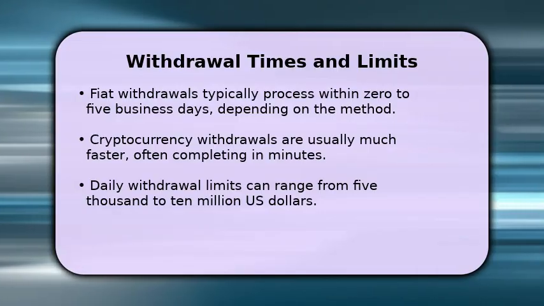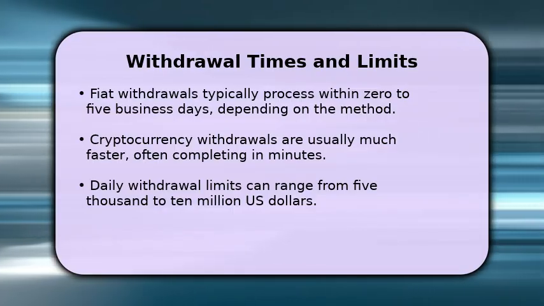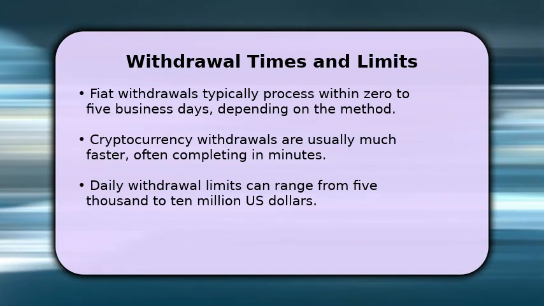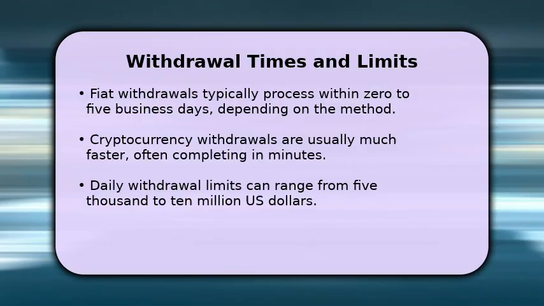Fiat currency withdrawals, like bank transfers, generally take between 0 and 5 business days to process, depending on the specific method chosen. Cryptocurrency withdrawals, however, are usually much quicker, often completing within minutes once confirmed on the blockchain. Daily withdrawal limits can vary significantly, ranging from $5,000 up to $10 million, based on your account's verification level. Plan accordingly.